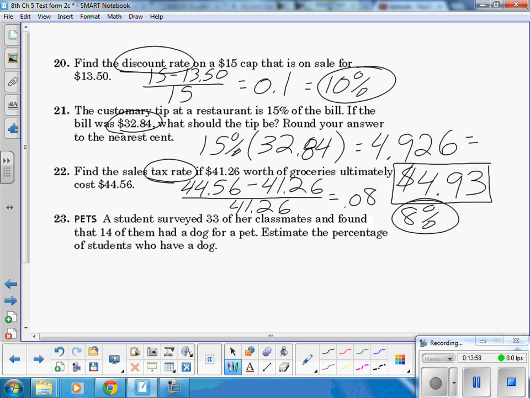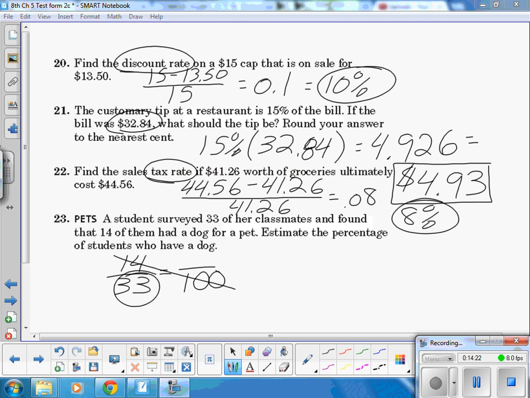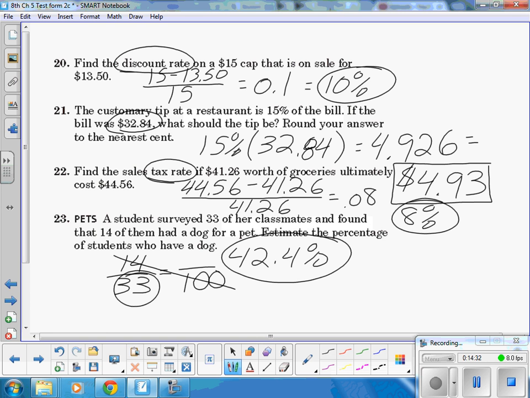And number 23, students surveyed 33 of the classmates and found that 14 of them had a dog. Estimate the percent of students who have a dog. That's just taking 14 out of 33 and figuring out what that is out of 100. Another long decimal, and rounded, we will get 42.4%.